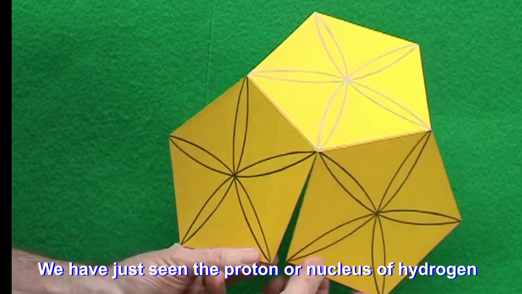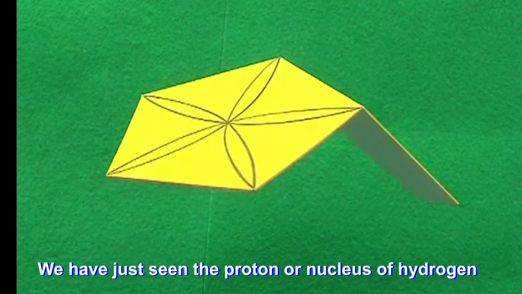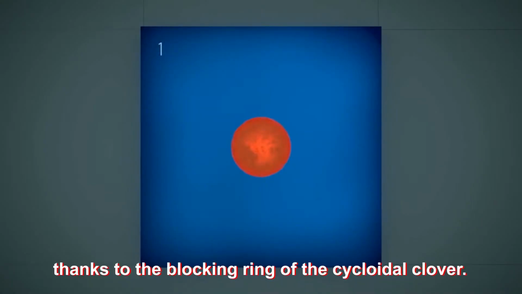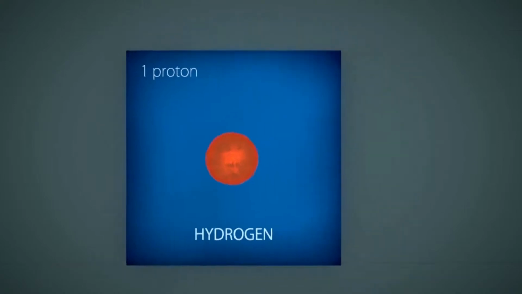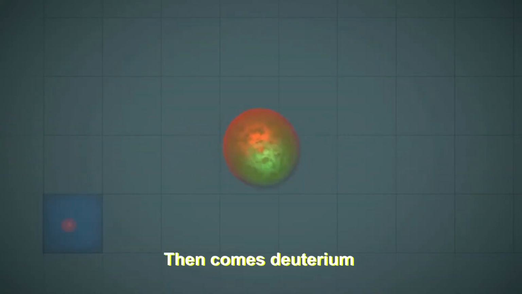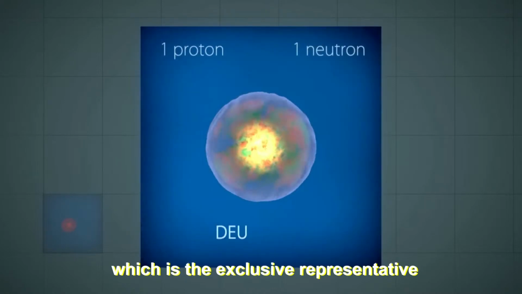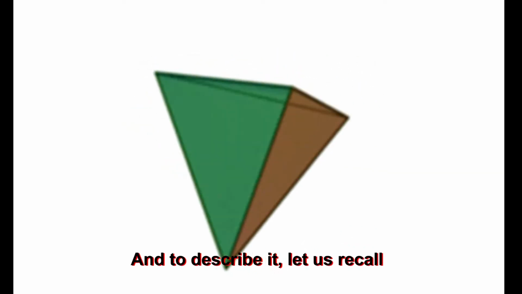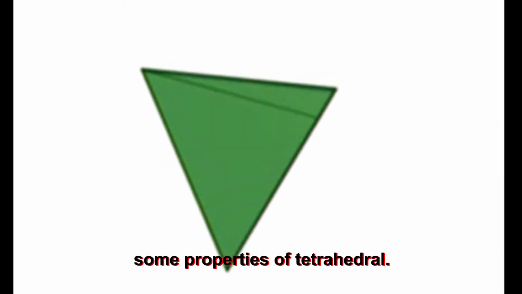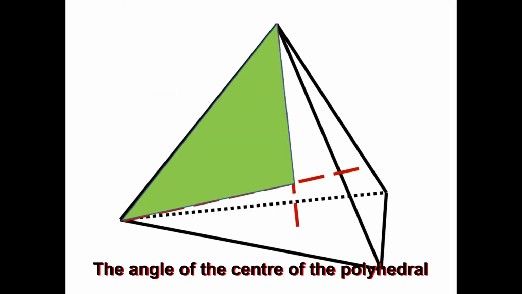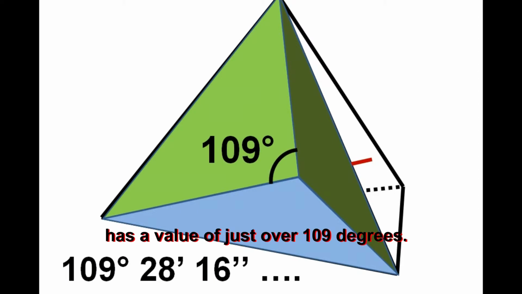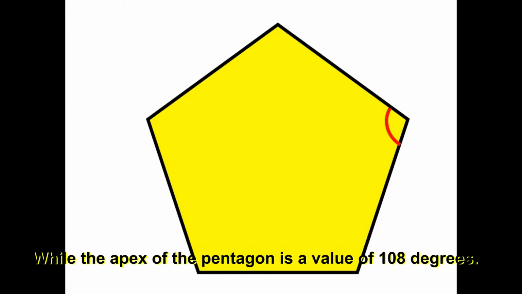We have just seen the proton, or nucleus of hydrogen, which is the first stable nucleus of the list thanks to the blocking ring of the cycloidal clover. Then comes deuterium, which is the exclusive representative of the primordial synthesis of the Big Bang. And to describe it, let us recall some properties of the tetrahedron.